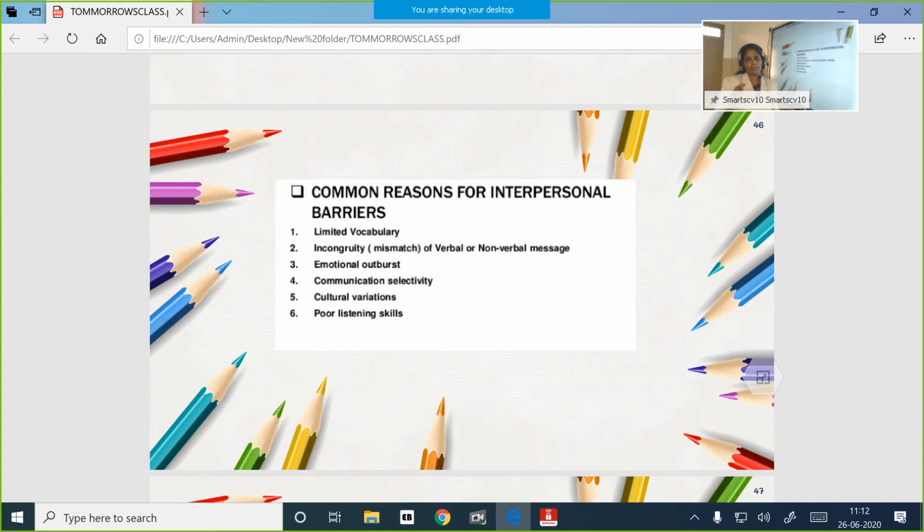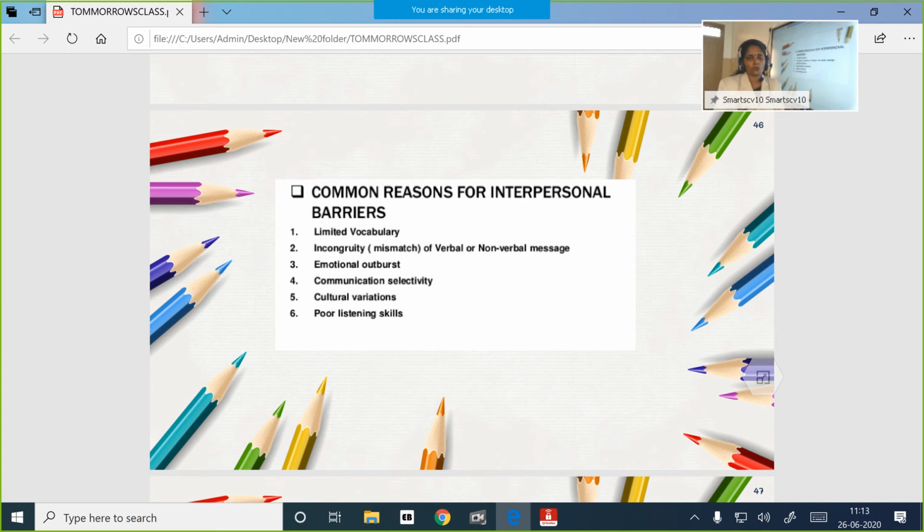First is limited vocabulary. We don't know how to speak to them, maybe that. Then verbal or non-verbal messages, where we see a mismatch, we can't understand what they are trying to communicate. Next is emotional outburst. Some people take everything emotionally. Understood? So we are afraid of that, so we don't speak to them. Then selective communication. Certain people only like to communicate with certain people. So we don't communicate much, or when we speak, they won't listen. That means they are selective listeners. They only listen to what they want. In those cases also, we don't speak up much to that person, isn't it?